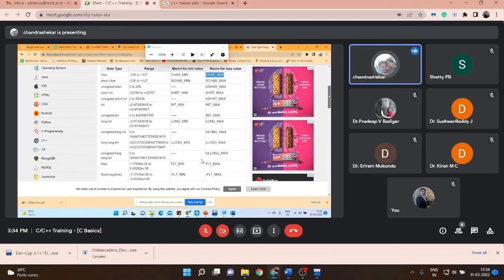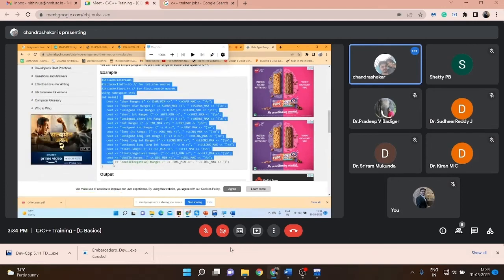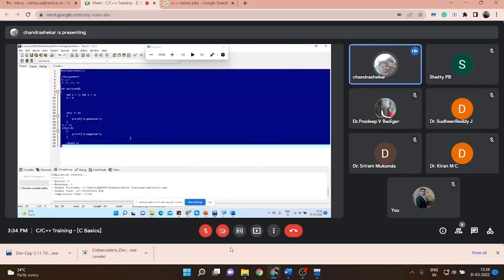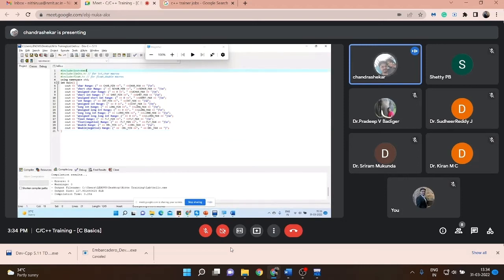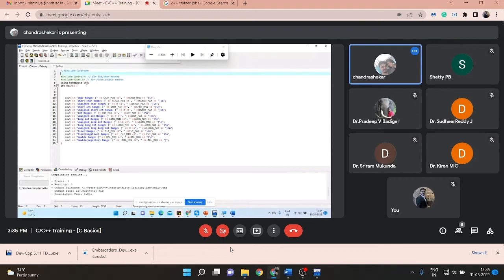So they have given a sample code here. If you see the sample code, let us copy paste it to C++. This is C, we are learning C. This is similar to C. I'll print some of these values. Actually, code stdio.h. We'll delete this line also. We have int main.